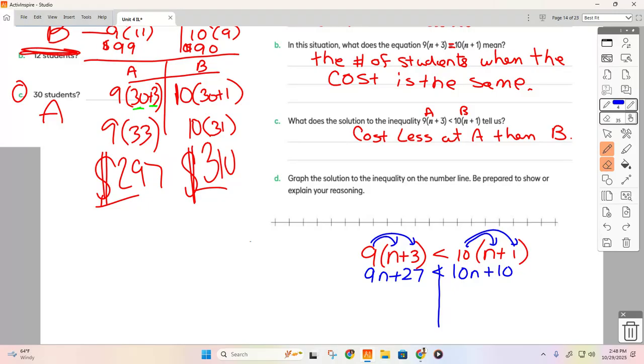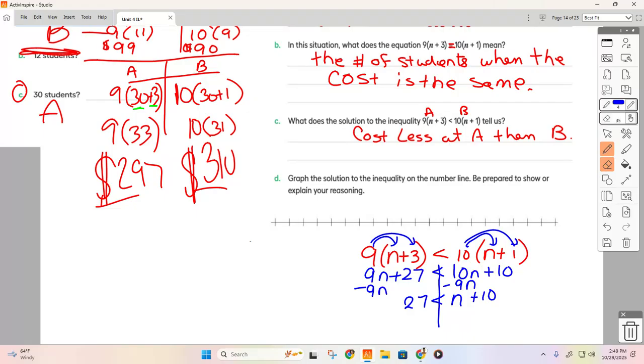And I really think because of that special rule we learned Monday, remember we looked at how when you multiply or divide an inequality by a negative, it reverses the sign? Instead of having to remember that rule, let's keep that variable positive. So I'm going to subtract 9n on both sides. That leaves me 27 is less than n plus 10.